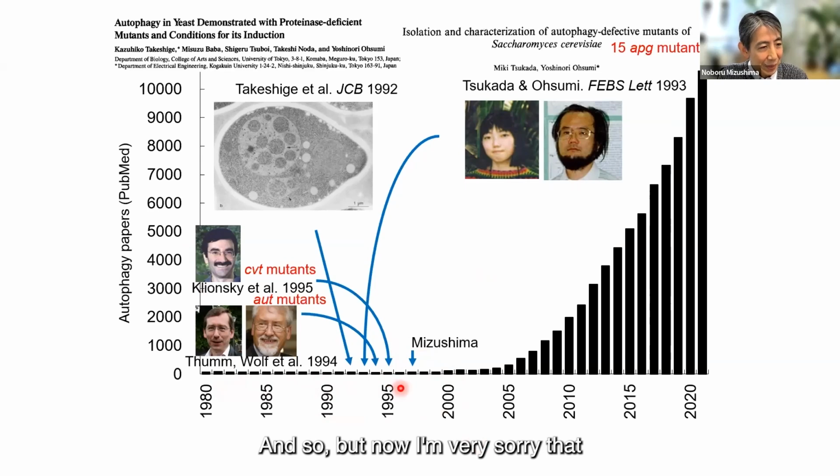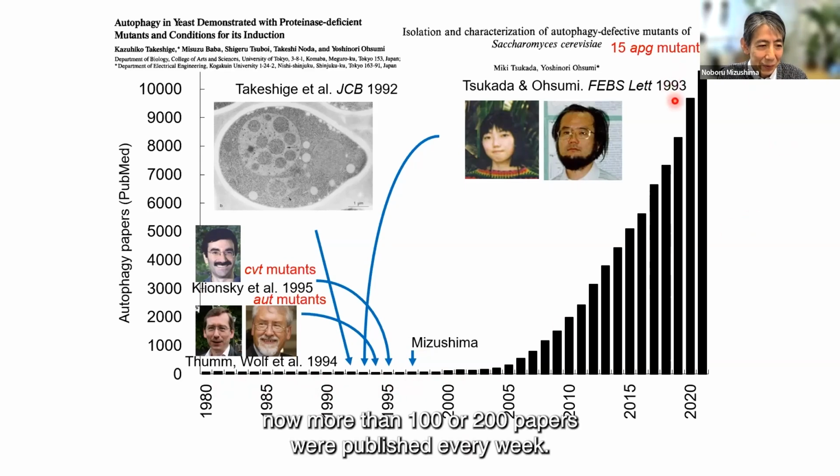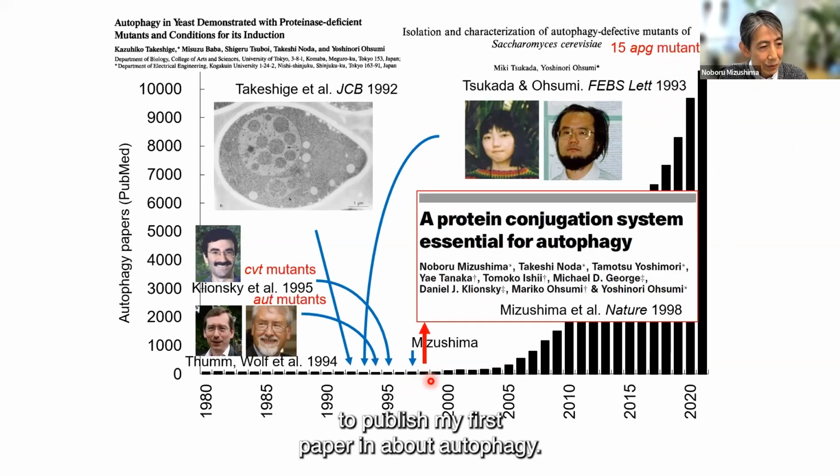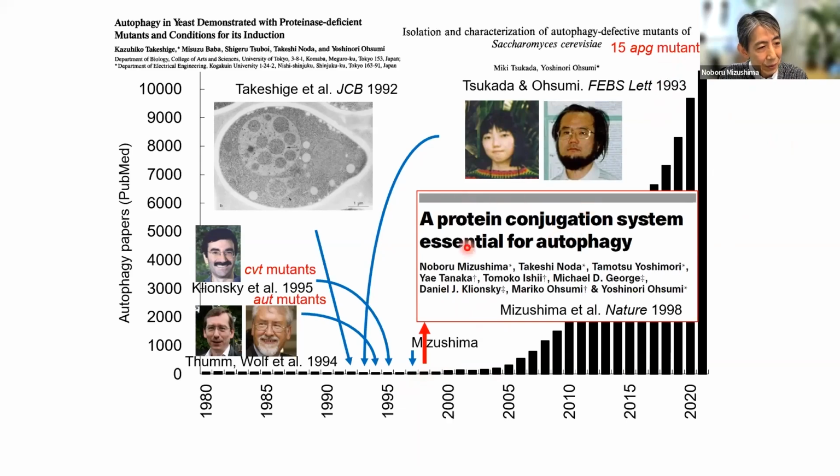But now, I'm very sorry, more than 100 or 200 papers are published every week, so you have to read many papers. I was very lucky, and actually I was very lucky to be able to publish my first paper about autophagy. This is about the ATG protein conjugation system.